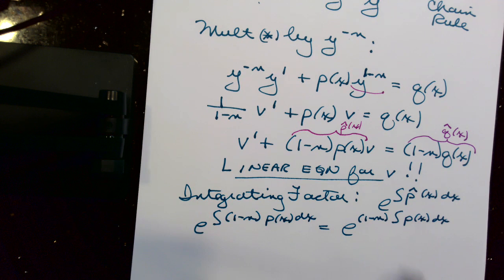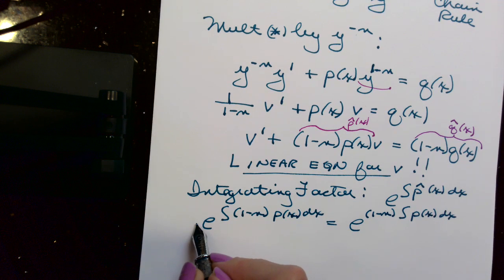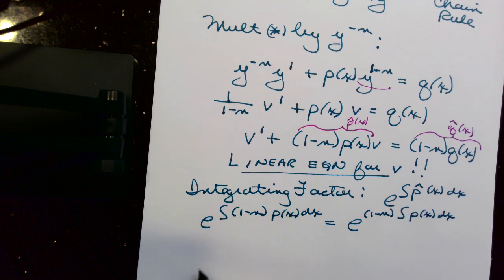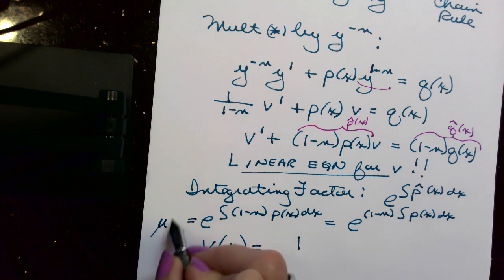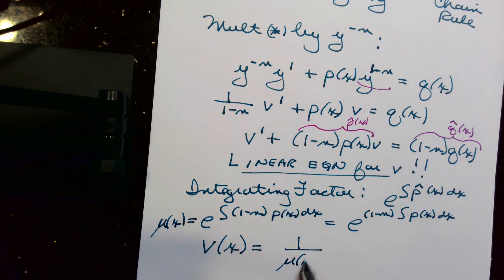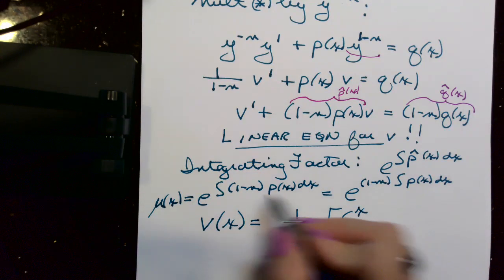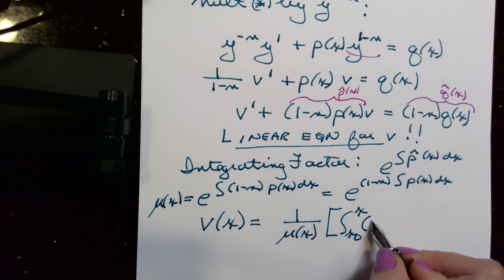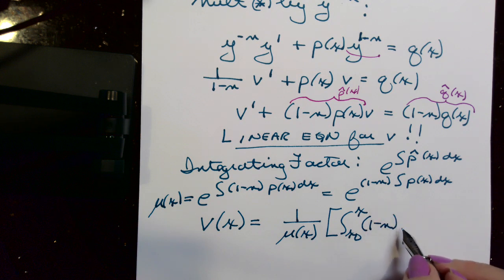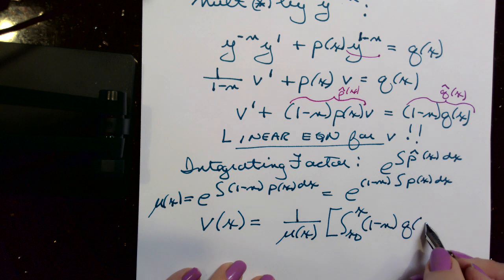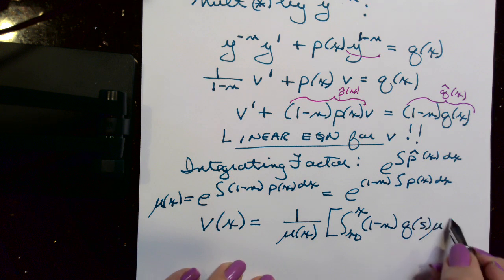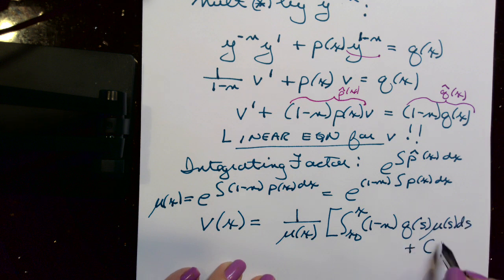Okay, and so we'll multiply the whole equation by exactly that term. This is the integrating factor that we called mu last time, and when we worked it out, we got that our solution was v of x is 1 over mu times the integral from some initial point x0 to x of this integrating factor, 1 minus n times q of s, mu of s ds plus c.